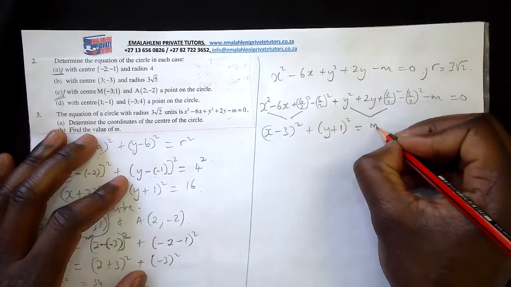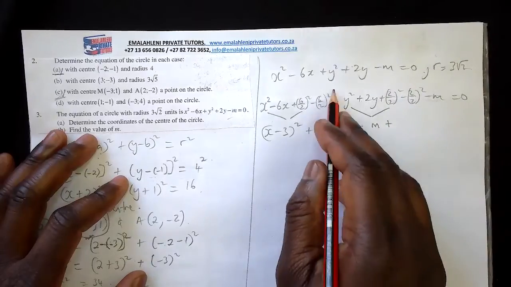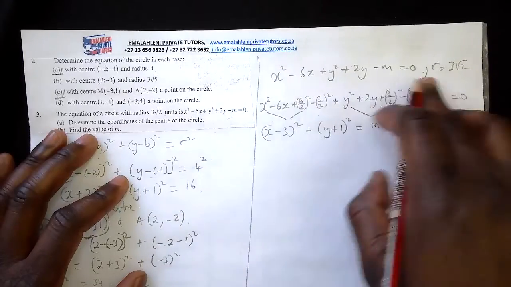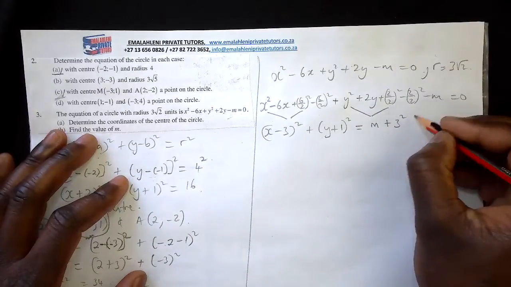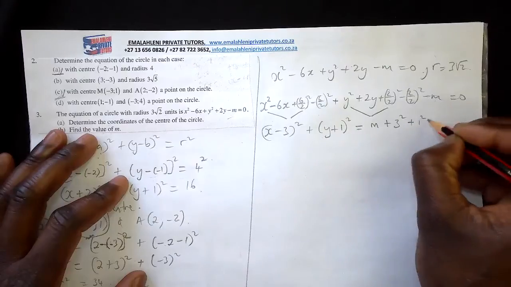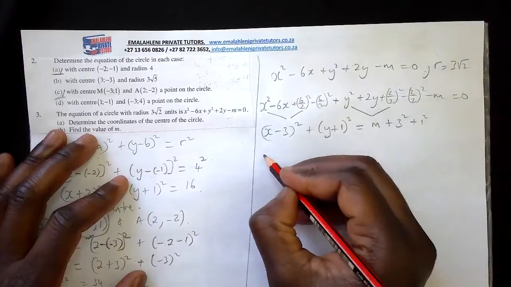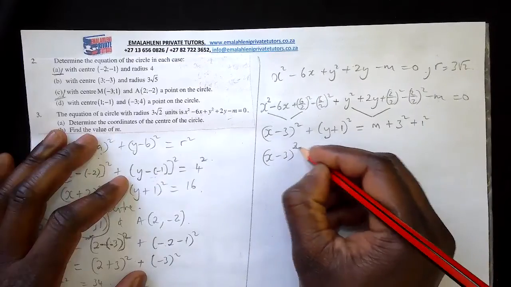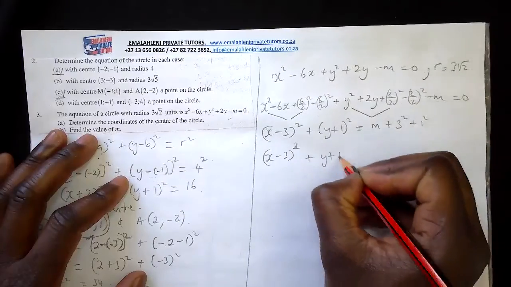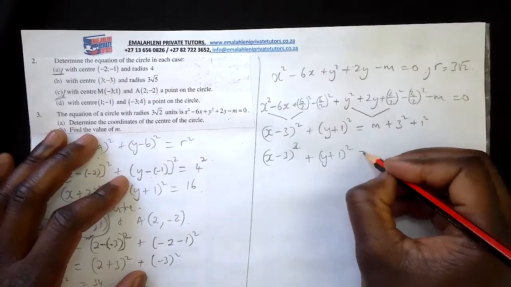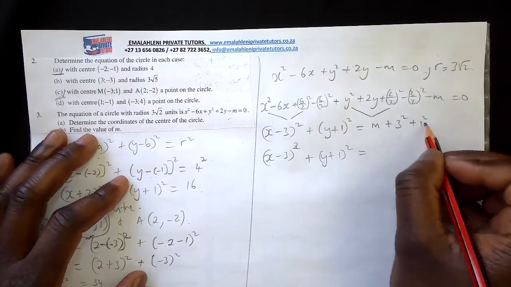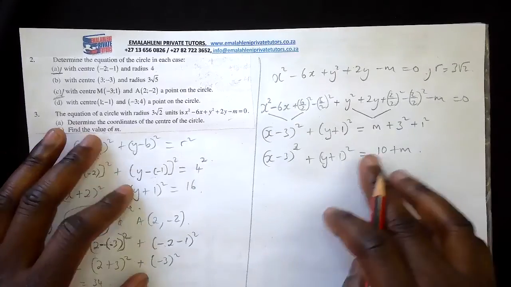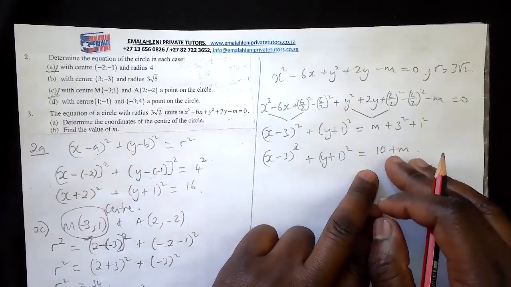That side is going to be m plus, what do we get there? 6 over 2 is going to be 3 squared. Because it's a plus now, because it's negative. When it crosses the equal sign it becomes positive. Then plus 1 squared as well. Then what do we get now? We get x minus 3 squared plus y plus 1 squared is equal to 9 plus 1, which is 10, so 10 plus m. That's our r squared here.